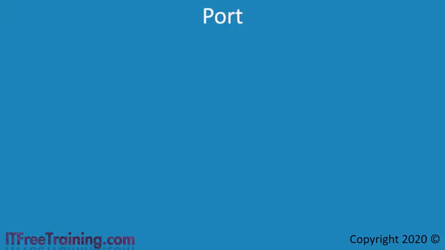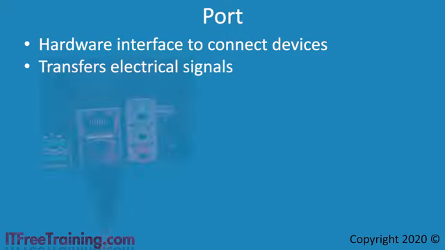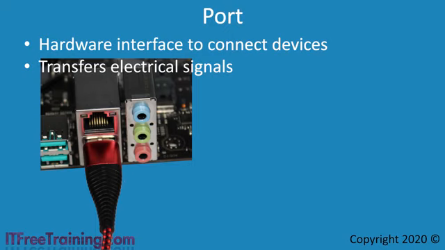Next, I will look at the port. A port is a hardware interface that connects devices together. The port transfers electrical signals between the device and the computer. For example, an electrical wired plug. These ports are often defined as male, that is, they have pins, or female, meaning they have holes. By using male and female ports, this makes it impossible to connect them incorrectly.